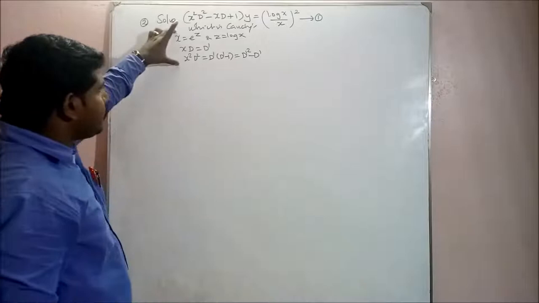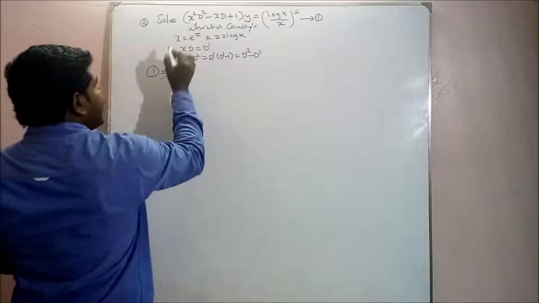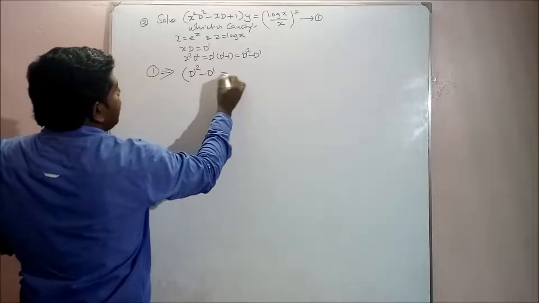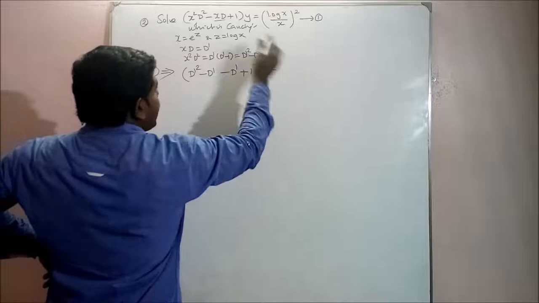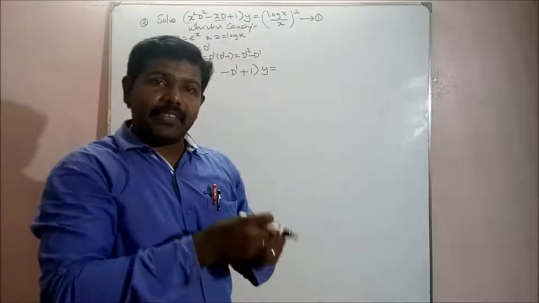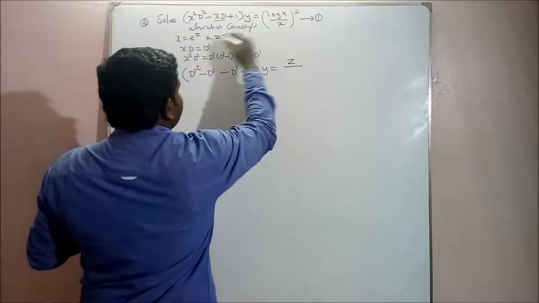So substitute these values in equation 1. Where x square D square is, we put D dash square minus D dash, and where minus x D is, we put minus D dash, plus 1 into y equals the right hand side, which you must also convert. Many people don't pay attention to the right hand side. So we definitely convert the right hand side: since z equals log x, x is e power z.